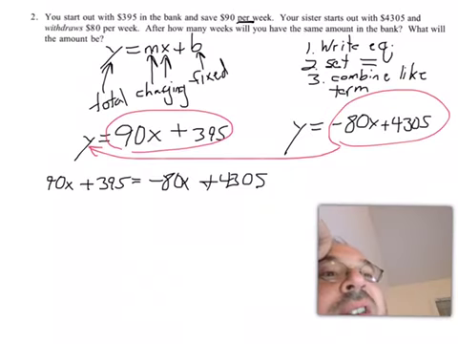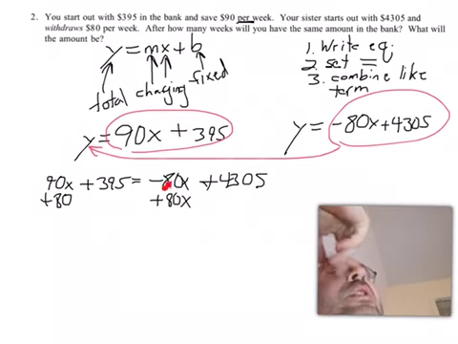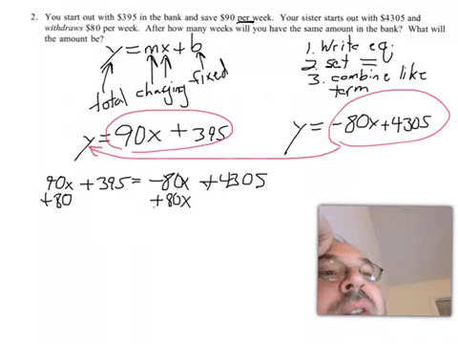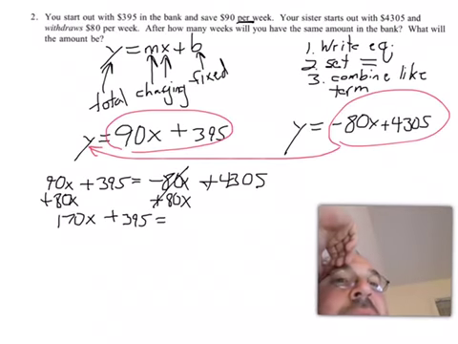So I think the easiest way to do that would be to add 80x here. So add 80x, because you always want to do the opposite of what you see. So those cancel, and I get 170x. That should be an x there. I forgot my x right there, but I just drew it in. So 170x plus 395 equals... well, the 80s here are gone, so just 43.05.